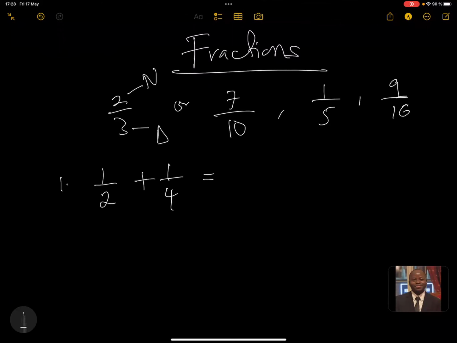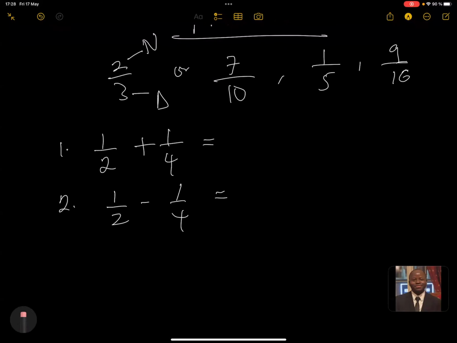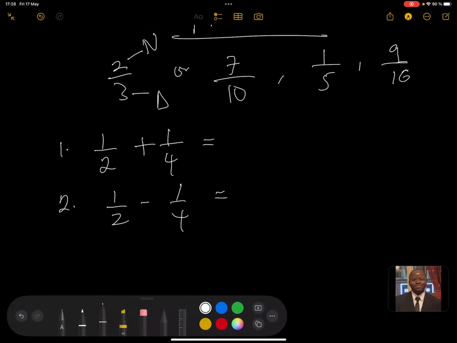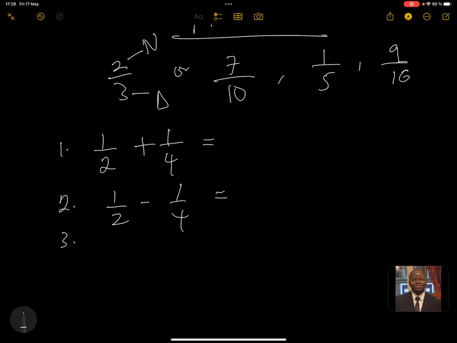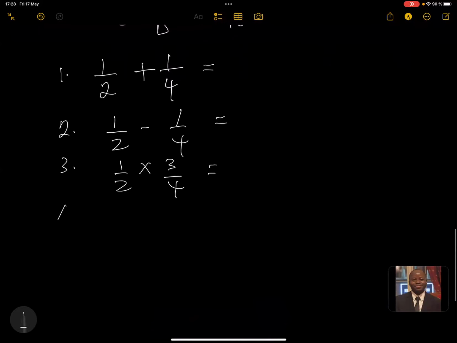And then number 2, it says 1/2 minus 1/4. This equals what? And then number 3, we have also addition, so I'm skipping that. Let me make my number 3 to be 1/2 multiplied by 3/4 equals what? And then number 4, I have 7/8 divided by 2/4 equals what? So these are basic things that we did a long time ago.